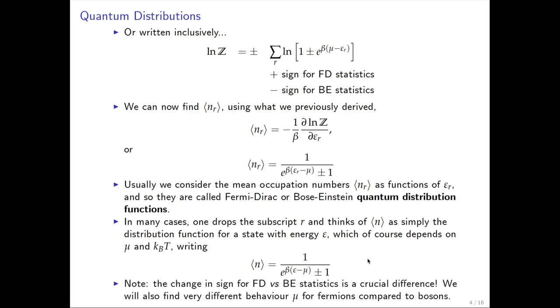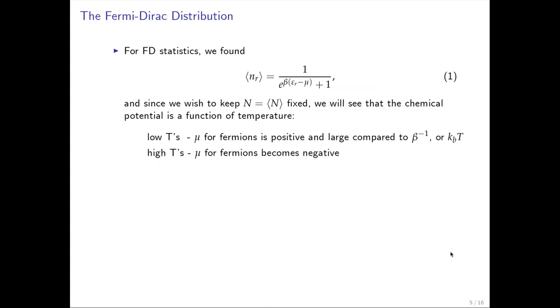Okay, just looking at this, we see that there's quite a difference between Fermi-Dirac and Bose-Einstein statistics, and it comes out for this mean occupation number in terms of this sign here. It's a very big difference. We'll see how that works. And we'll also find very different behavior of the chemical potential for fermions as compared to bosons. Okay, so let's go back and look at fermions in more detail.